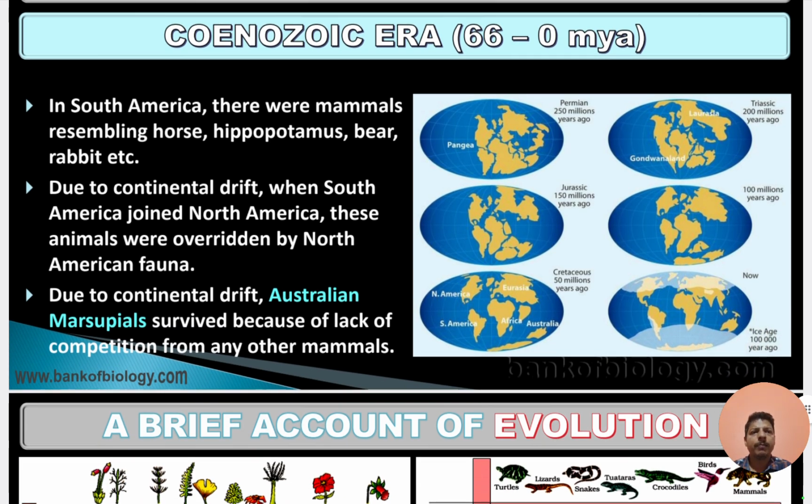Here you can see, in the Permian 250 million years ago, Pangea is mentioned. Here, Triassic 200 million years ago, Pangea divided into two parts: Laurasia and Gondwanaland. Jurassic 150 million years ago, 100 million years ago, Cretaceous 50 million years ago, where Eurasia, Africa, Australia, South America, North America are present, and now the Ice Age is 1 lakh years ago.